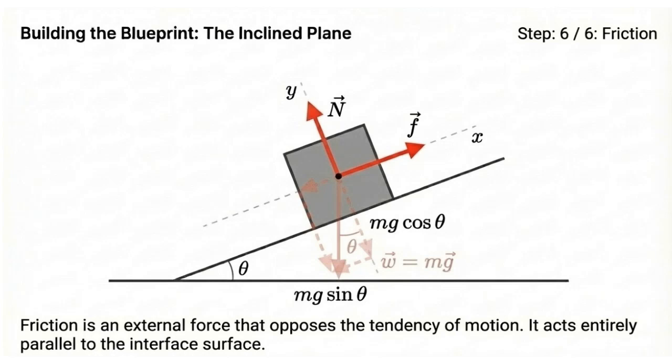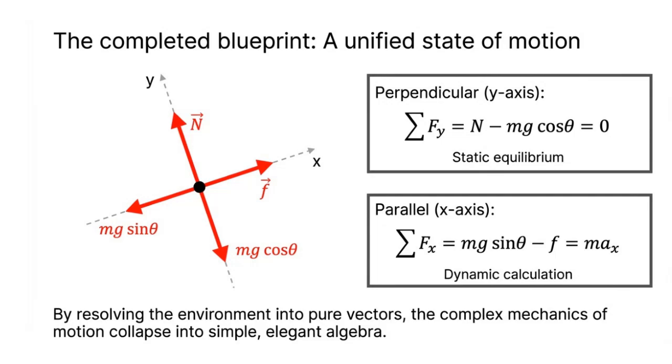Now, we introduce friction, which is a force that always works against the motion of the object. It acts along the surface in contact, parallel to the plane. In this case, friction opposes the block sliding down the incline. The force of friction points up the slope, counteracting the component of the block's weight that pulls it downward. This force depends on the nature of the surfaces in contact and plays a crucial role in determining whether the block will move or stay at rest. Next, we'll look at how this blueprint brings everything together into a unified view of motion.